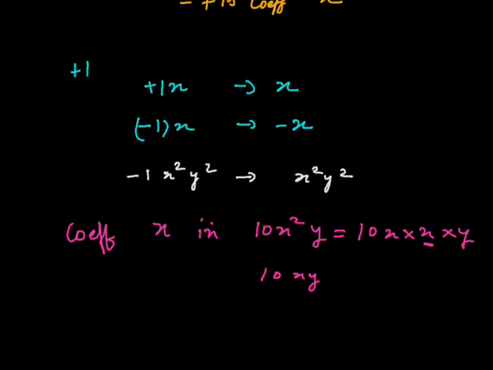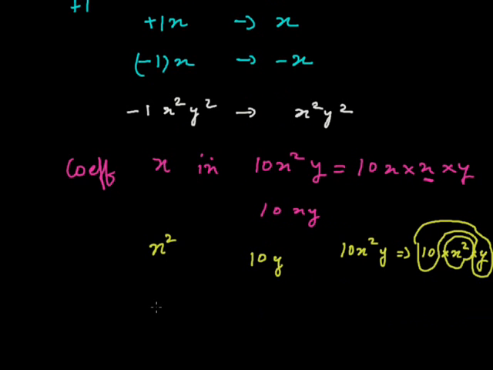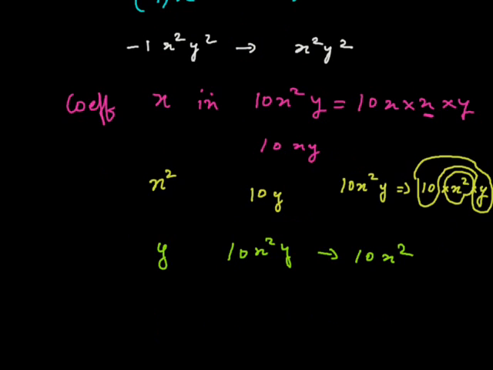Now in the same expression, if I ask the coefficient of x square, then the coefficient of x square is 10y, since 10x square y can be written as 10 into x square into y. So leaving the x square part, the remaining part will be the coefficient of x square. Now the coefficient of y in the same term, that is 10x square y, is 10x square.